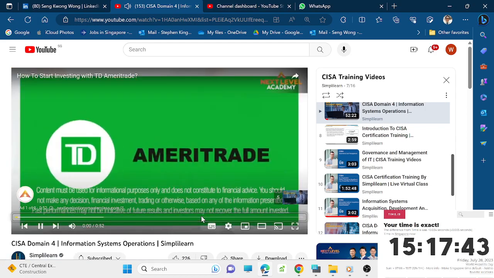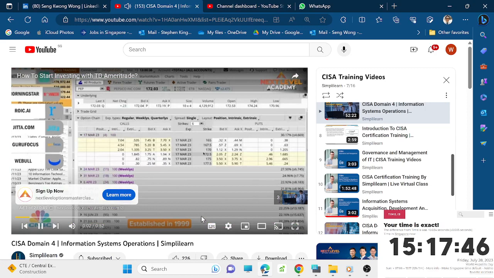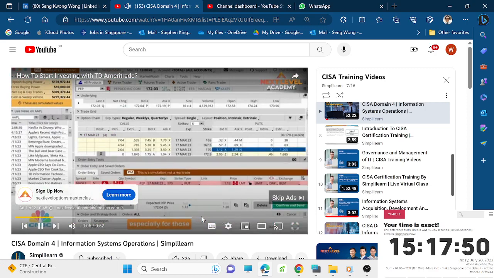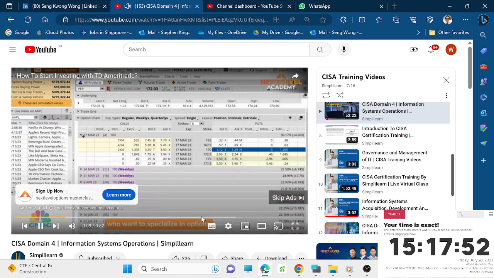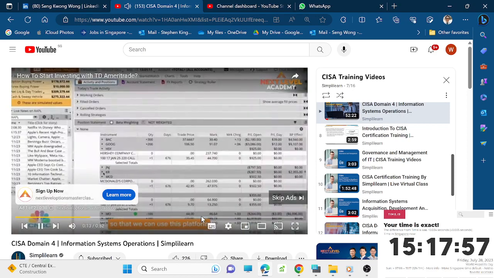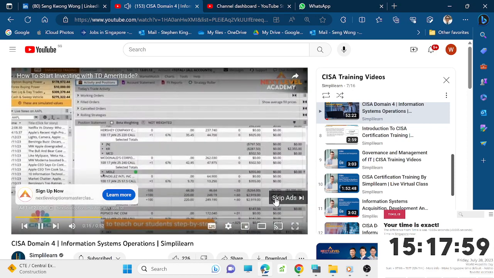TD Ameritrade. Established in 1999, TD has a very long history and it provides very advanced tools, especially for those who want to specialize in options. In fact, this is one of the tools that we demonstrate in our 3-day option class so that we can use this platform to teach our students step by step.